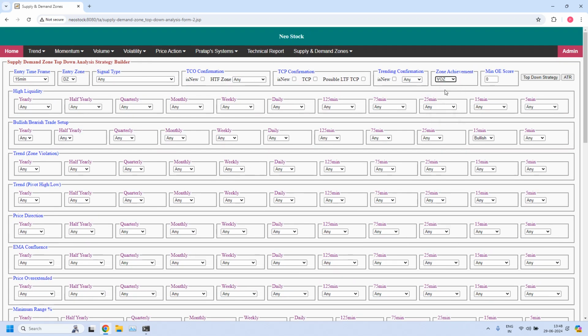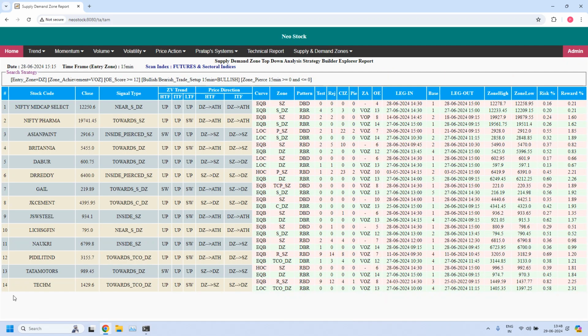Zone achievement is a violated opposing zone. Minimum odd enhancer score is 12. With these filters, let us generate the report. 14 stocks are filtered. These 14 stocks are supporting bullish trade setup for daily income trade.